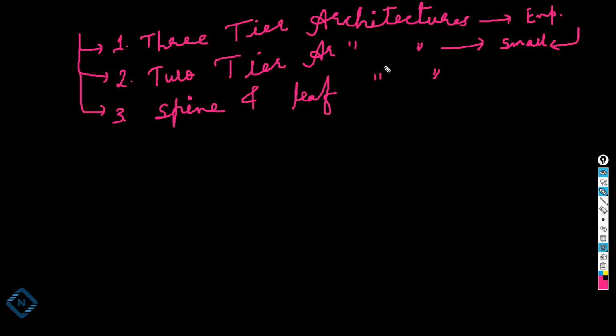We are going to check what the differences are between the 2-tier and 3-tier architecture. And we have the spine and leaf. This one is for the data center. We have the data center, and in that one we are going to use this. So we are going to check the difference between them. Now, first we will go for the 3-tier architecture.